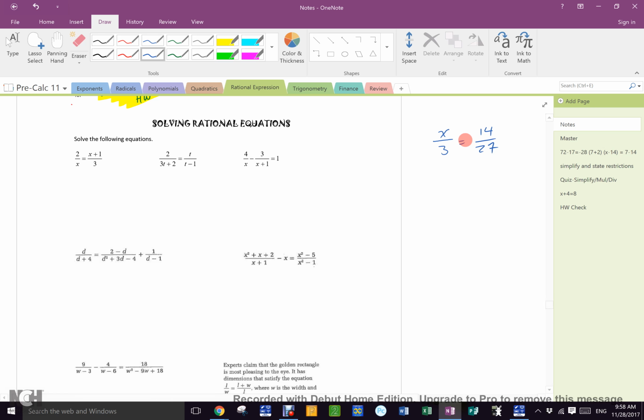Cross multiply, right? It's not really cross multiplying, but that's what every teacher calls it. What would you do there? To punch that into your calculator, how would you solve it? 14 times 3, then what do you do with the 27? Divided by 27, yes? And that would give you x, agreed?